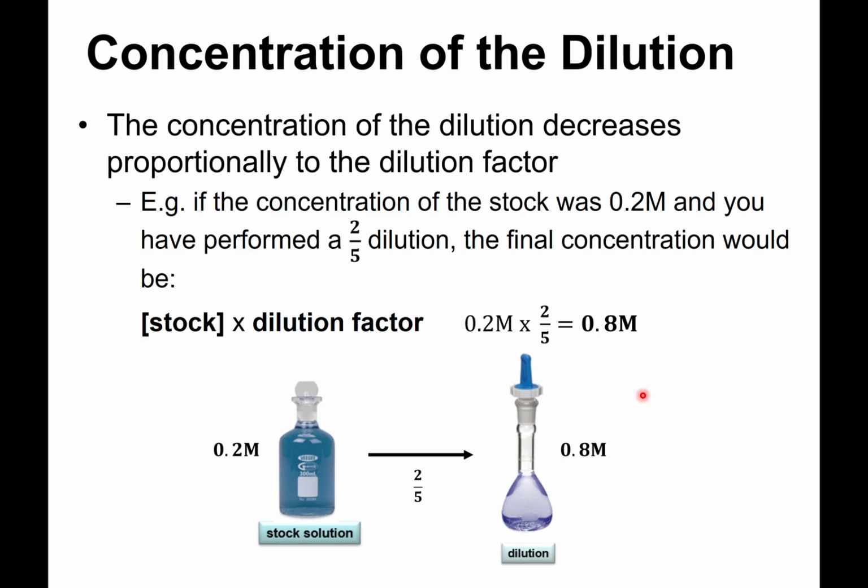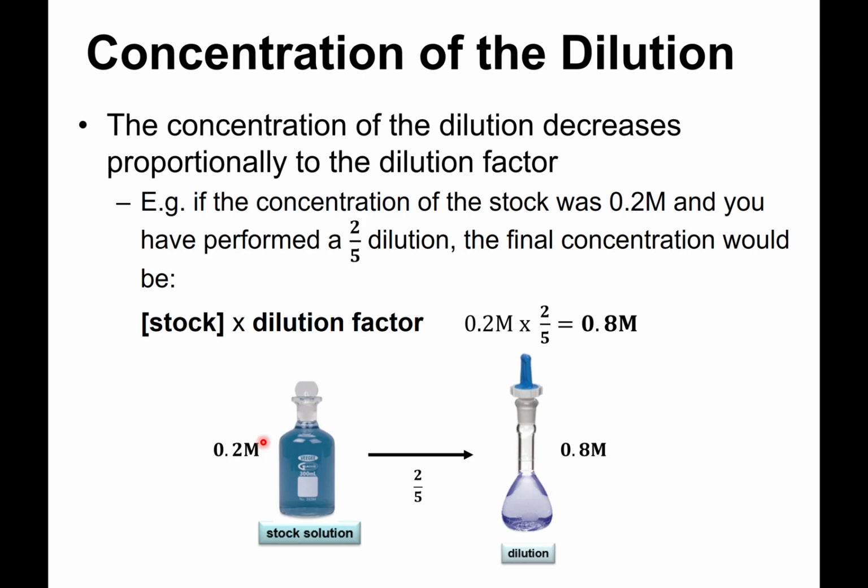So what it means is that if you start from a stock solution, which is 0.2 molar, for example, and you do a dilution 1 in 10, the concentration of the diluted solution will be 1 in 10 of what the original solution was. So it will be 0.02 molar. If you do a dilution 1 in 100, it will be 1 in 100 of 0.2 molar, 0.002 molar, right?